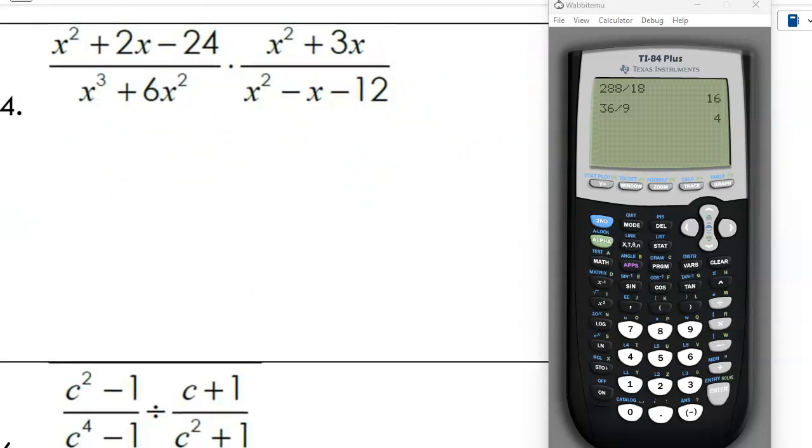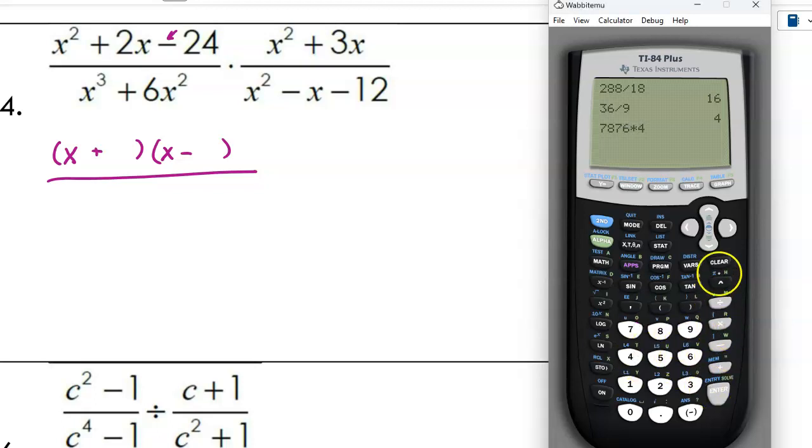Okay, next, number 4. We've got a little bit more going on in this one. We know that that numerator could be factored. That sign tells us that these two are going to be different. The factors of x squared are x and x. Factors of 24. When you subtract them from each other, you get a positive 2. It's 6 and 4. 6 times 4 is 24. So 6 goes here and a 4.